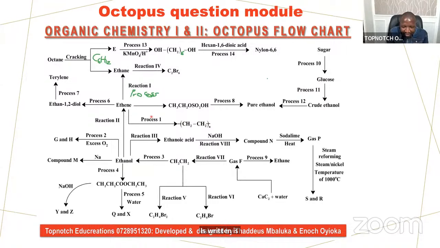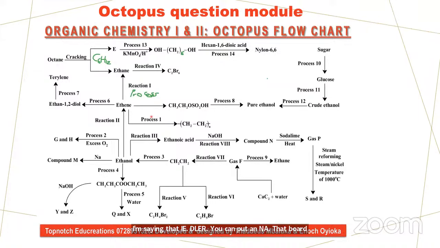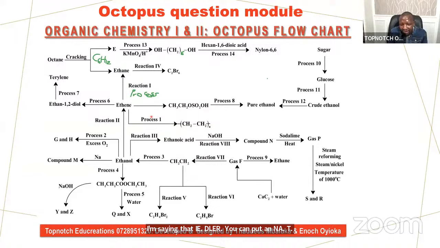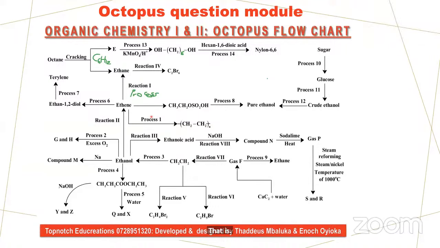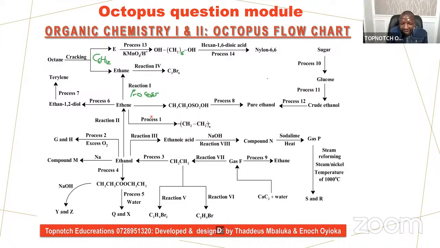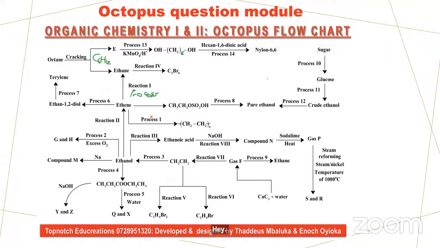Z-I-E-G-L-E-R, dash, you can put a hyphen. Natta is N-A, double T. That is Ziegler-Natta catalyst. Z-I-E-G-L-E-R-N-A-T-T-A. Ziegler-Natta catalyst. Those are the issues of concern.